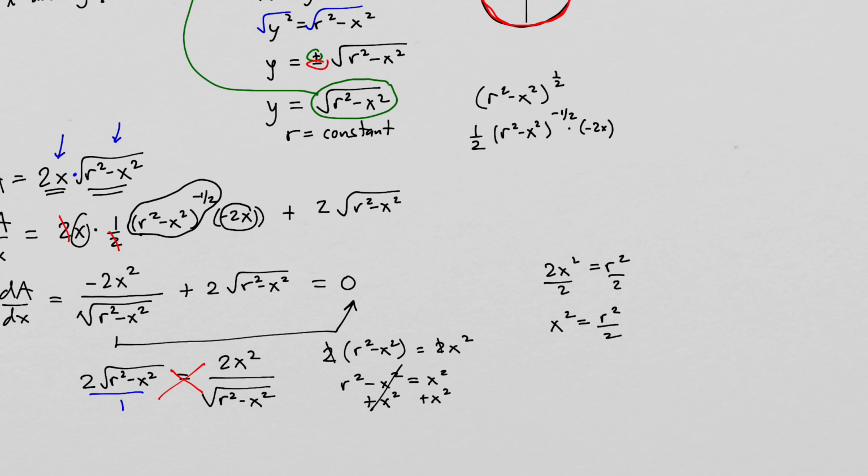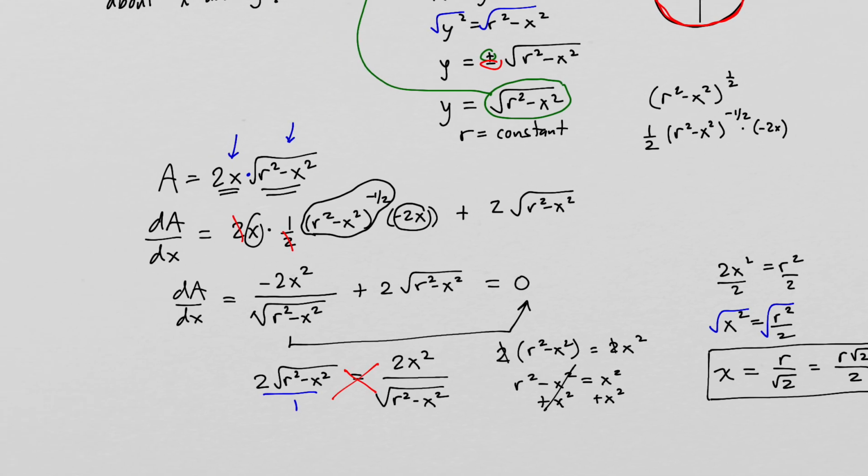And finally, I'll take the square root of both sides, and that gives us x is equal to the square root of r squared, which is r, over the square root of 2. And you can also write this as r radical 2 divided by 2 if you choose to rationalize the denominator. So that is the value of x.